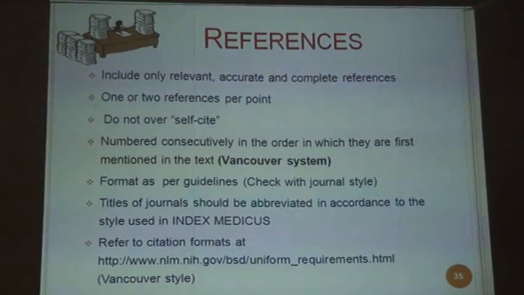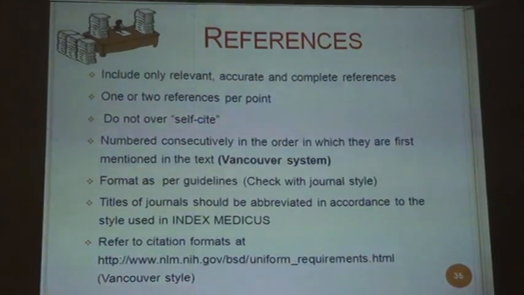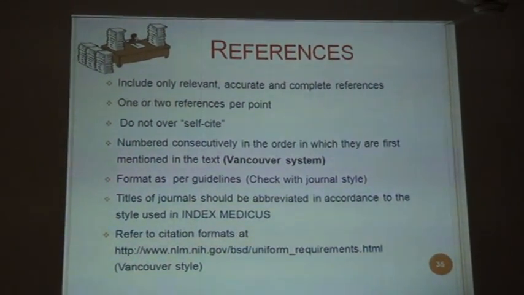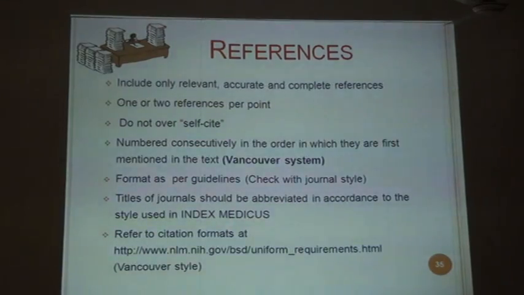Then come the references. You should include only relevant, accurate and complete references. I mean, you have heard something in some lecture or you have read somewhere in a CME journal or things like that. You should not cite it. They are not peer reviewed and particularly they are not indexed also. So those non-indexed, non-peer reviewed citations may not be valid when your article is peer reviewed.